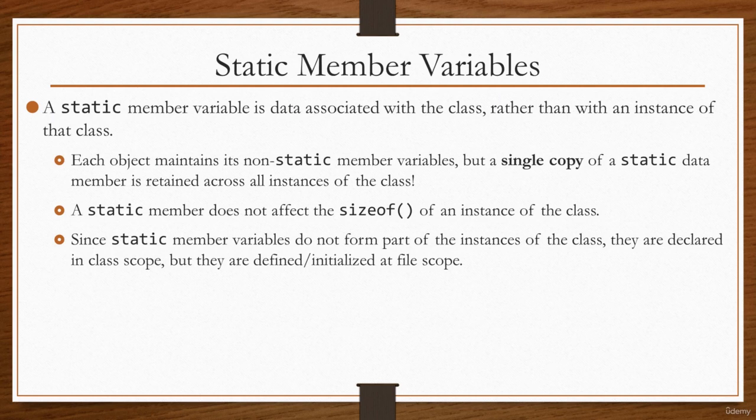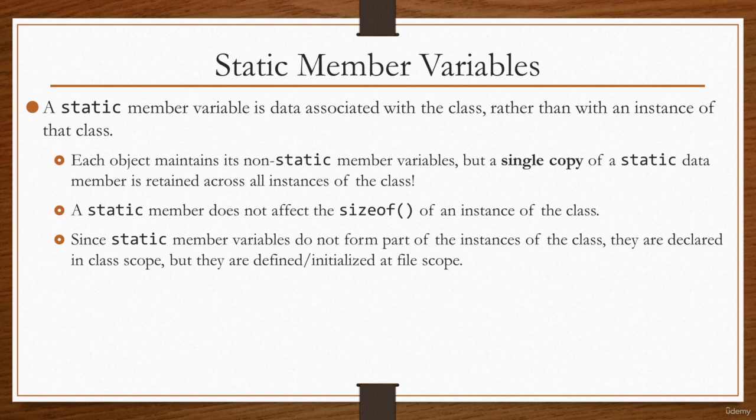A static member variable is data associated with a class rather than with an instance of the class, so an object in other words. Each object maintains its non-static member variables, but a single copy of a static data member is retained across all instances of the class. So in other words, you only have one instance of that variable. It doesn't matter how many times you instantiate that class, you only have a single copy of that static data member. So you can almost think of it as an organizational thing. The static member is associated with the class instead of being like a global variable.